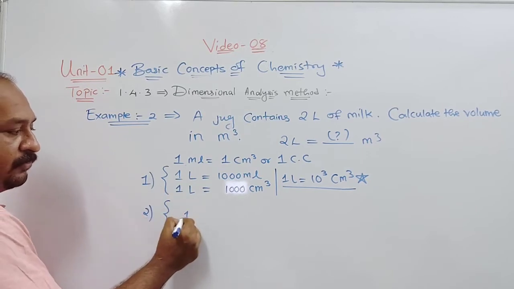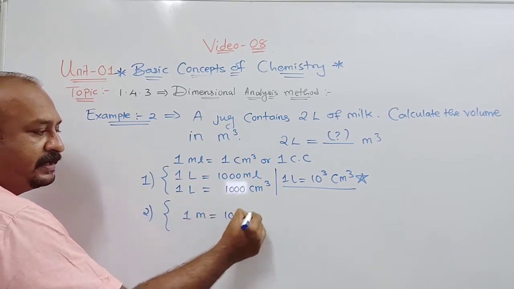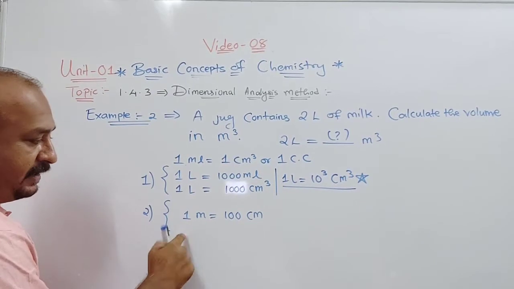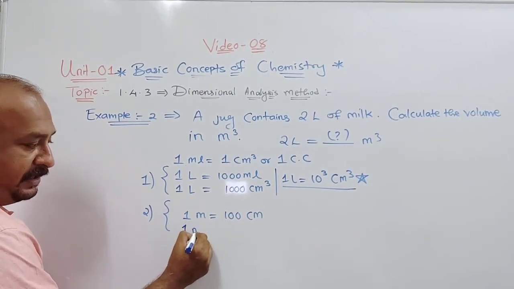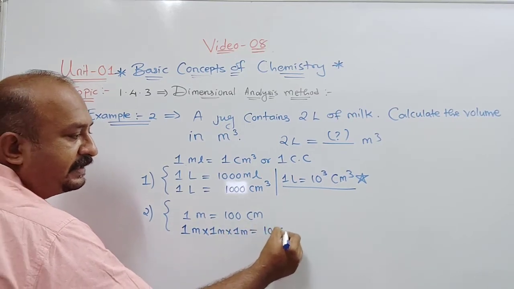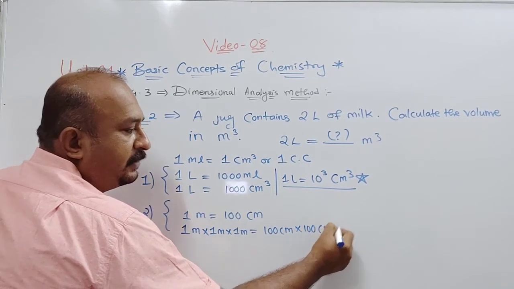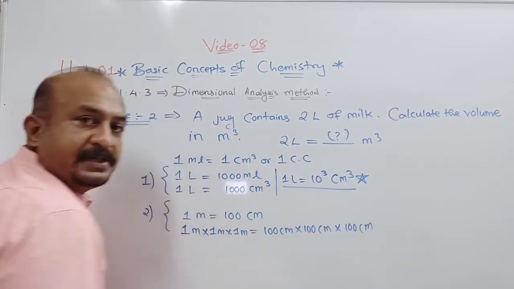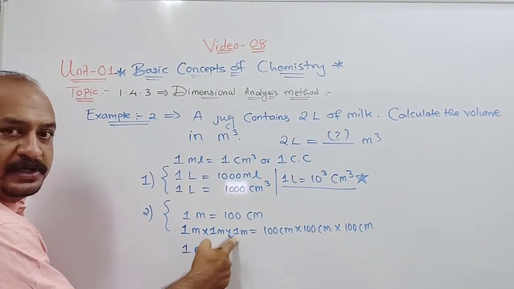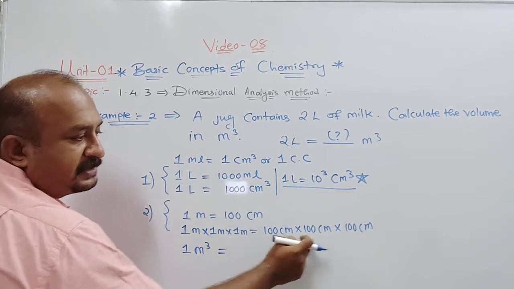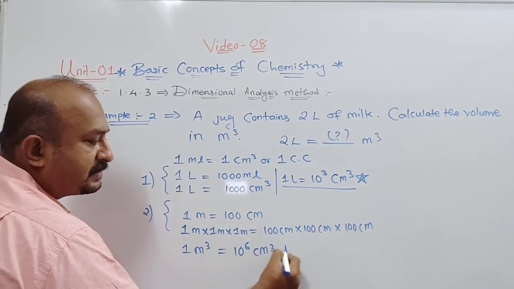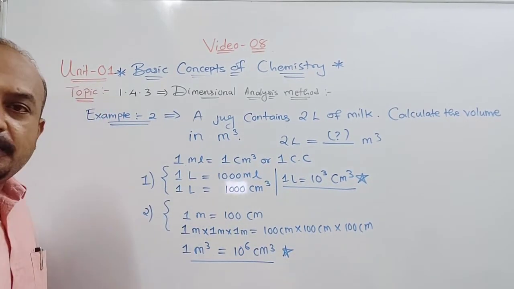Now the second part. We know 1 meter is equal to 100 centimeter. Now we have to convert this into meter cube. So if I write 1 meter cube, 1 meter cube means what? 1 meter into 1 meter into 1 meter is equal to 100 centimeter into 100 centimeter into 100 centimeter, 3 times. So this will be equal to 1 meter cube, 1 into 1 into 1 is 1, is equal to, now this total 6 zeros are there. So what I write? 10 raised to 6 centimeter cube. So this is the second formula what I will be using for the calculation.